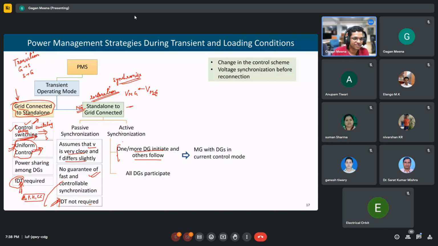So yes, there can be a change in control scheme, or uniform control can also be used, as we have discussed. The same scheme can be used for both grid connected and standalone. But the main thing is that voltage synchronization has to be done before reconnection. That is the most important. Just as with a conventional generator, before connecting it to the grid you have to synchronize it. Otherwise, there can be a fault.